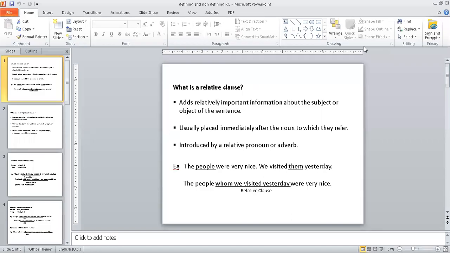اليوم رح نشرح الجزء الأخير من درسنا Relative Clauses، وهو بعنوان Defining and Non-Defining Relative Clauses. خلينا بشكل سريع نذكركم بالأجزاء اللي شرحناها من قبل.